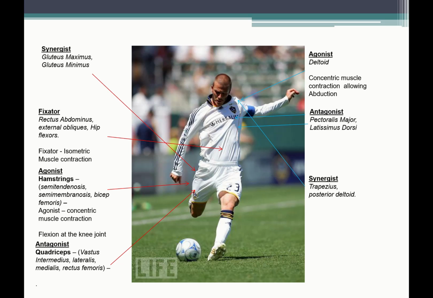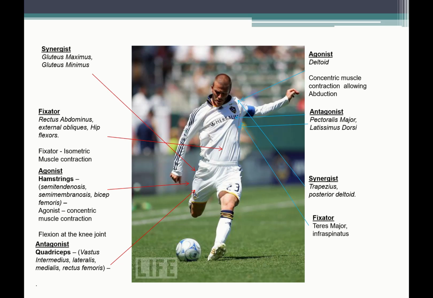The synergist, so helping the deltoid to abduct the shoulder, is the trapezius, and also of course we've got three different parts to the deltoid. We've got the posterior, anterior and middle deltoid. So the synergist here is going to be the trapezius, and if we want to get really technical, we can identify the posterior deltoid as one of the synergists.